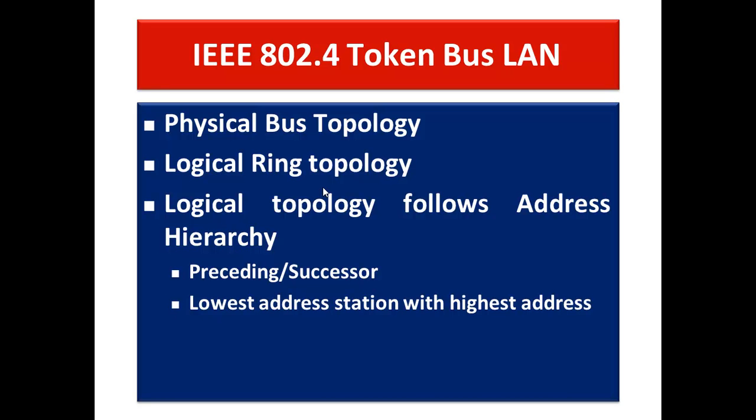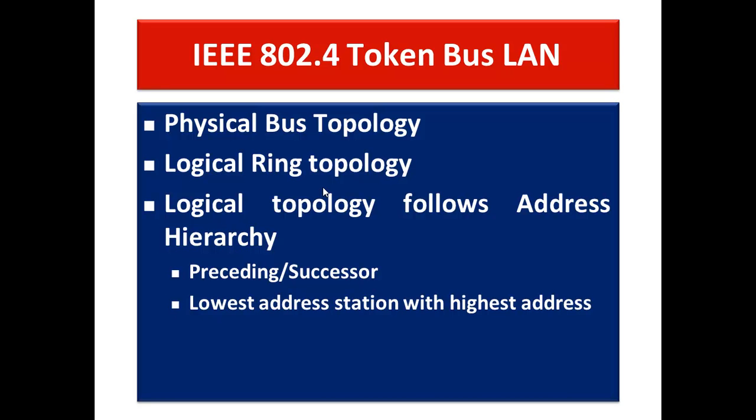So we're going to have an address hierarchy. Address hierarchy means all the stations are sorted based on their MAC address. The next station to whom you're going to circulate the token, which is your successor, is the one having the next highest MAC address compared to you. To follow this address hierarchy, we have to come up with some control management frames to find out who's going to be your preceding station and who's going to be your successor station. But you also need to close the ring.